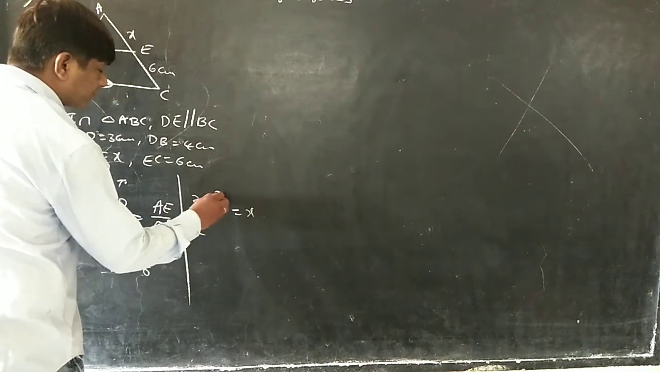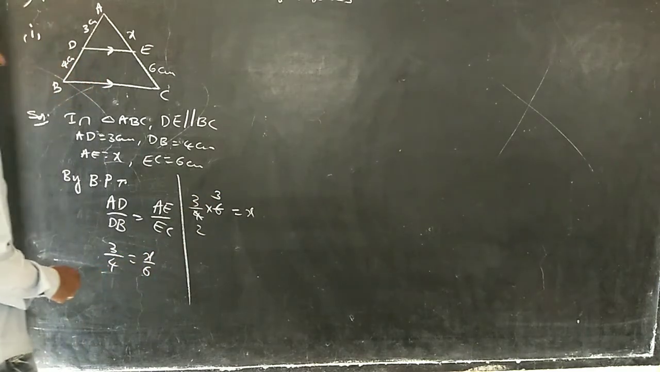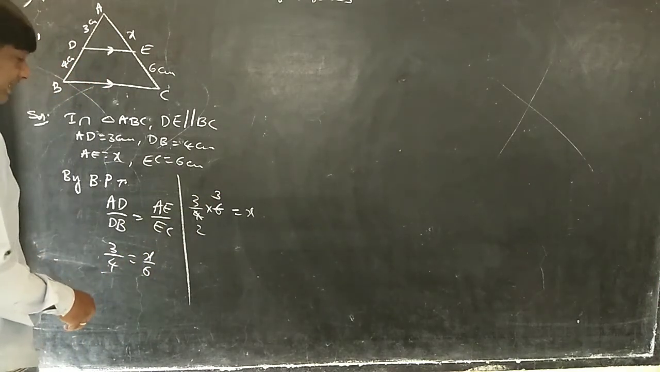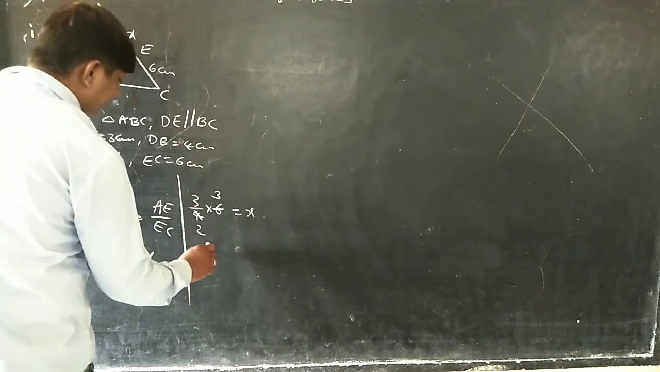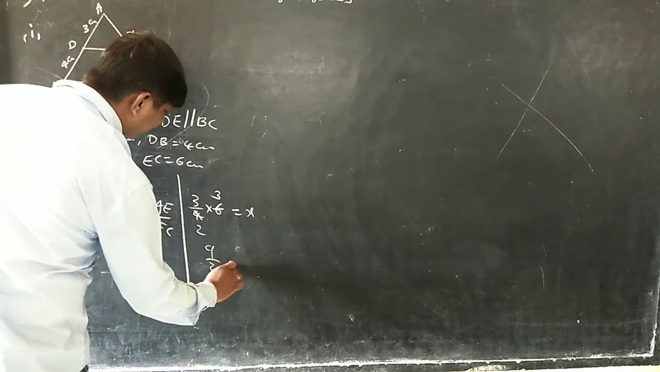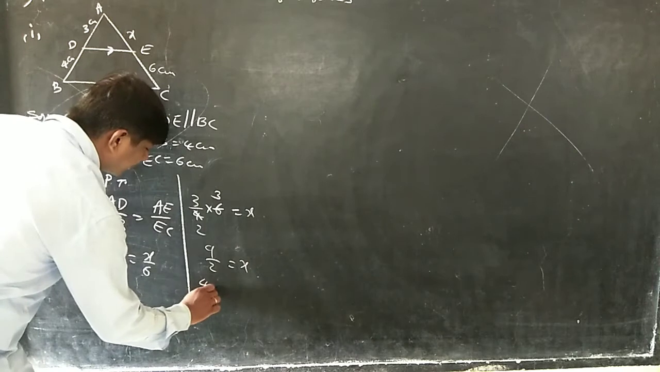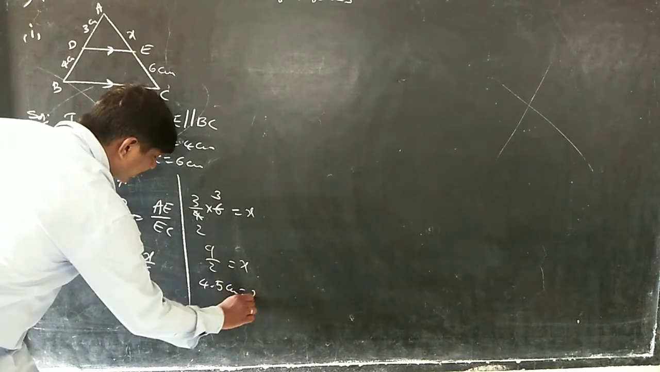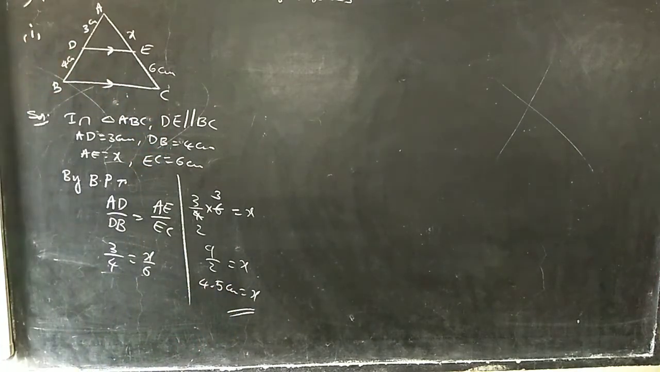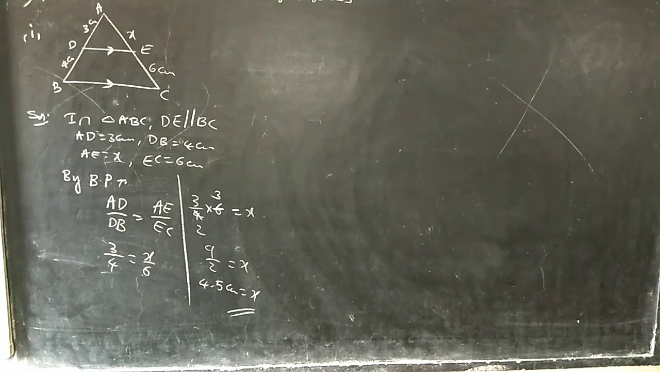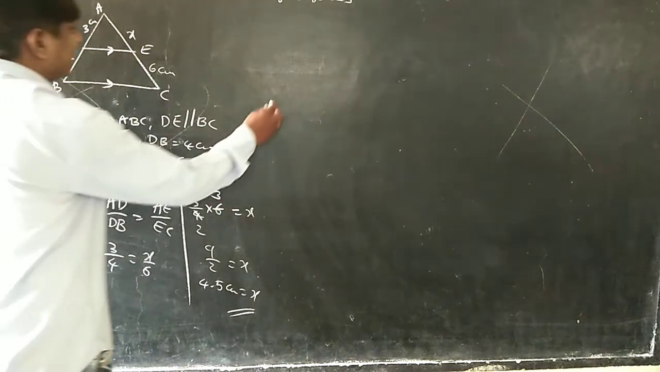2 2s are 4, 2 3s are 6. That is equal to 3 3s are 9 by 2 is equal to x. That means 4.5 centimeters. Its value is 4.5 centimeters.